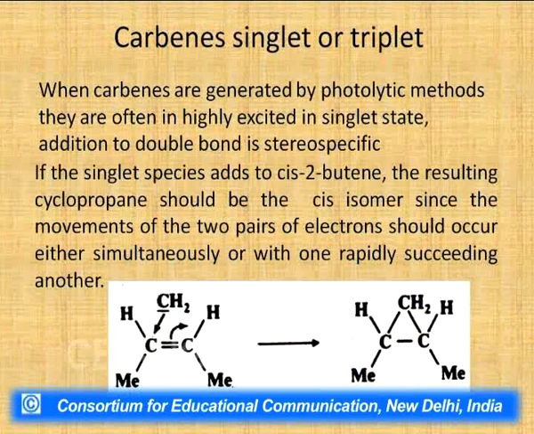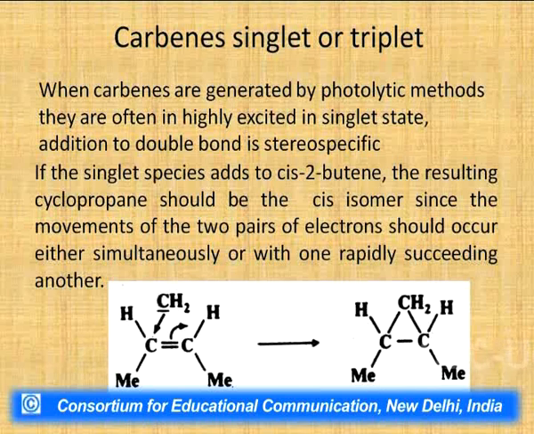When carbenes are generated by photolytic methods, how can we differentiate in a particular reaction which kind of carbene is there? Is it singlet carbene or triplet carbene? We can see by the reaction. When carbenes are generated by the photolytic method, they are often in a highly excited singlet state. Addition to a double bond is stereospecific.